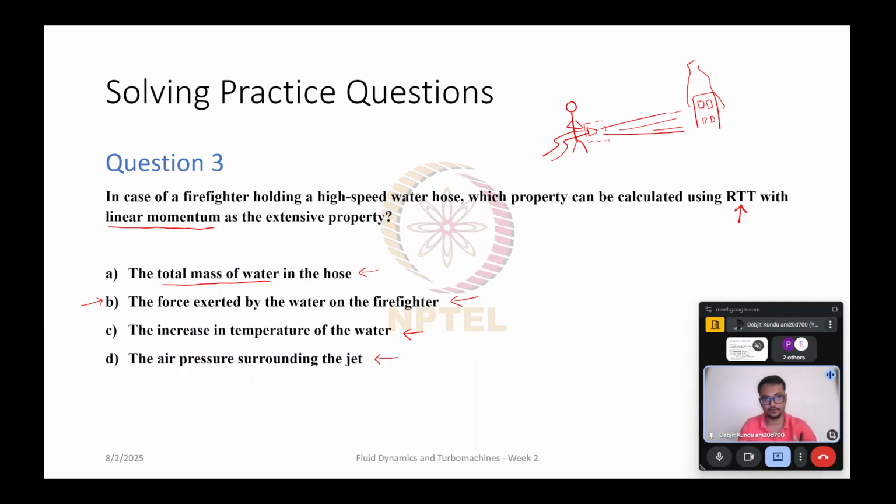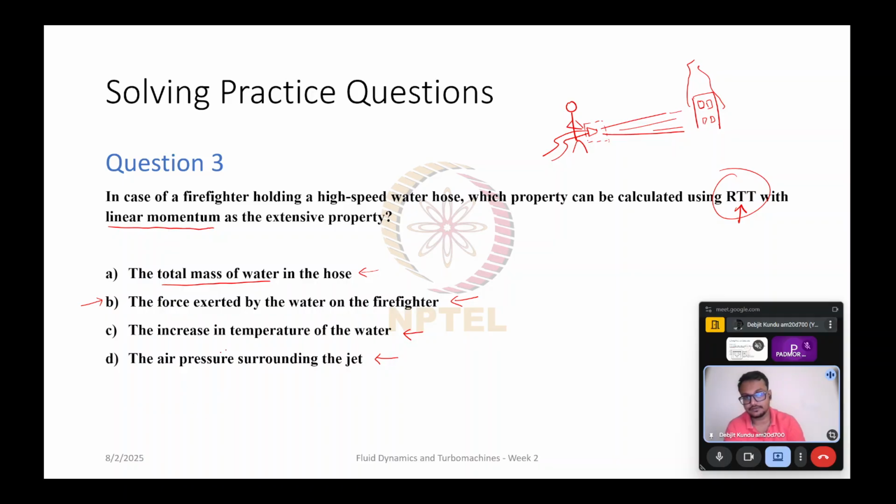Now, in order to hold it steady, the firefighter has to apply an equal and opposite force to hold it steady. And that amount of force can be calculated by using linear momentum conservation, which can be derived using RTT.